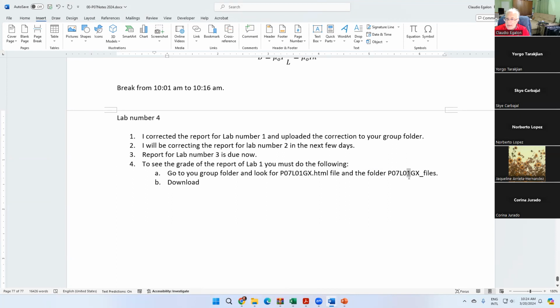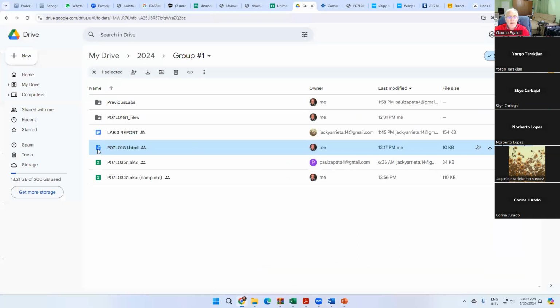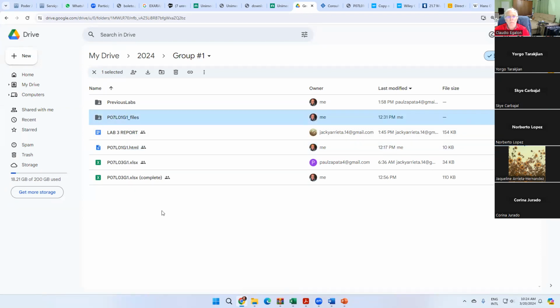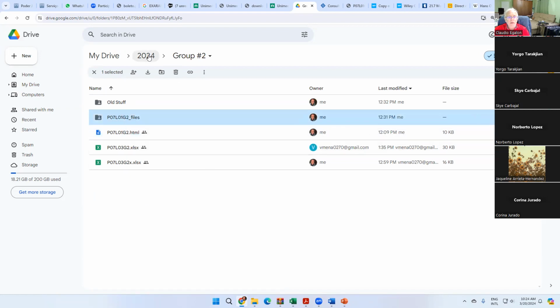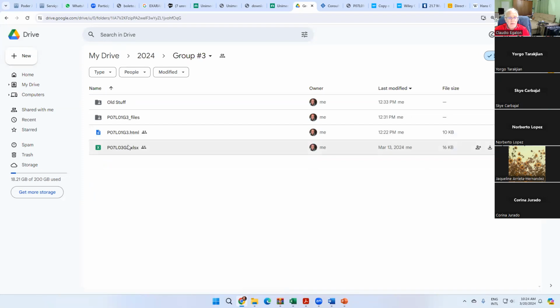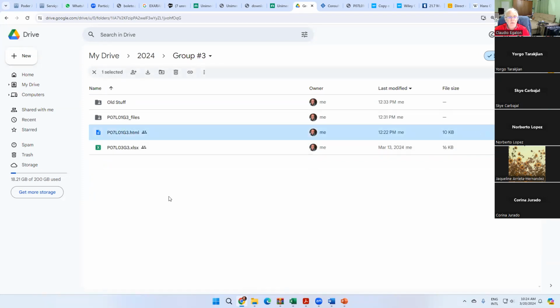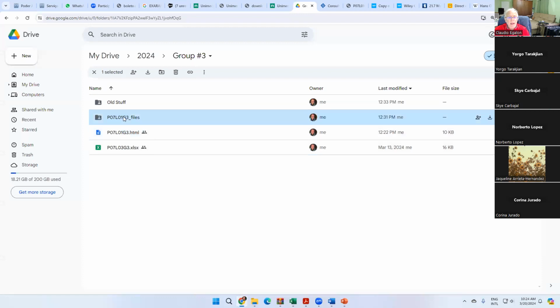Not one, right? I'm going to put X here. Oh no, I already have X there. Here you go, files. So in the case of group one, the HTML file is this one, and the folder is this one here. P07L01, and group number 2 is the same thing, right? HTML file, lab01, group 2, and the associated folder. Group number 3, same thing, P07L01, HTML, and the folder.